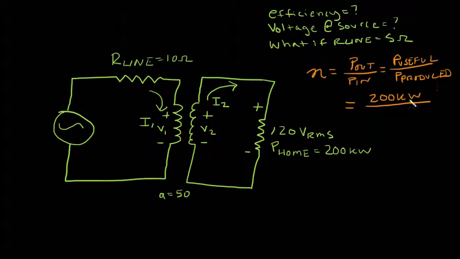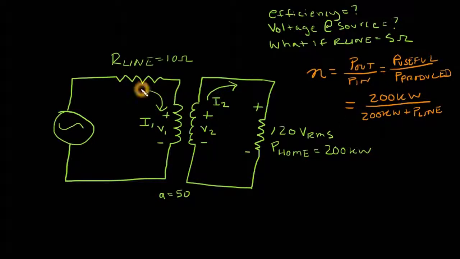So for my total power produced, I know it's going to be 200 kilowatts plus the power in the line. So I'm saying that my power being produced has to equal the power that's being used. And it's being used right here in the home and here in the power line. So now all I need to do is solve for P line, and then I will be able to figure out my overall efficiency.